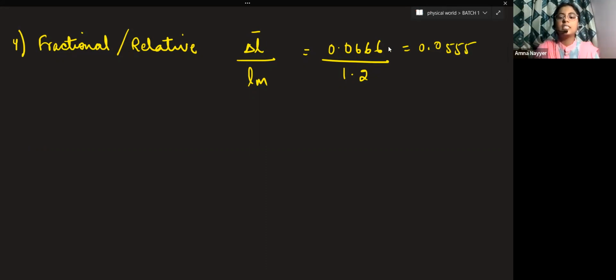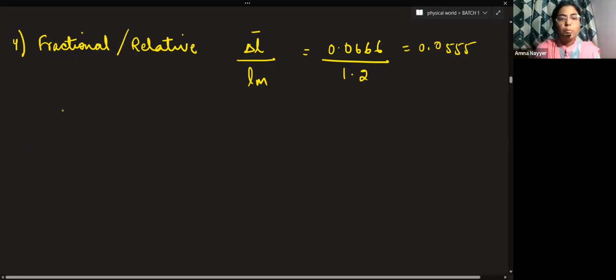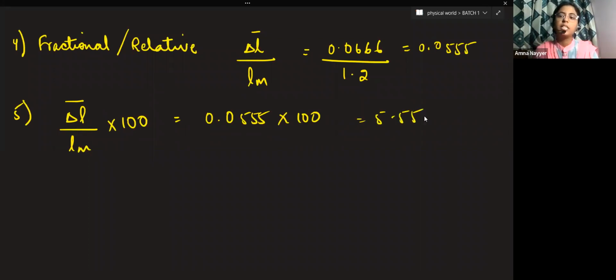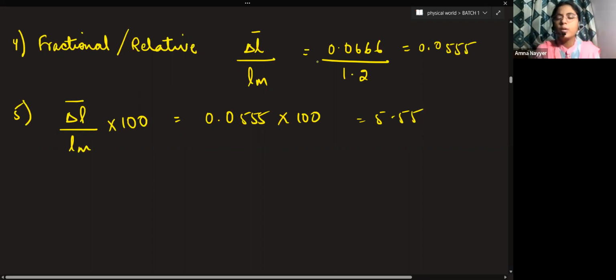The last one is the percentage error. Percentage error means multiplication of the fractional error with 100. So this becomes delta L bar by LM multiplied by 100. So this is 0.0555 multiplied by 100. This gives 5.55 in this manner.